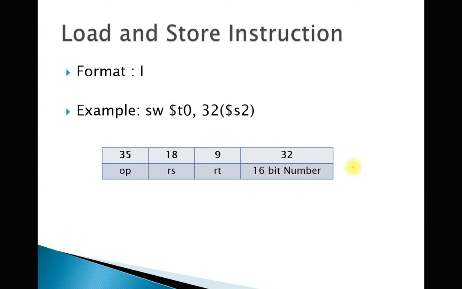Now we can also divide this using the bit range operation. Bits 0 to 15 are specified for the index number. The RT value should be between bits 16 to 20, and bits 21 to 25 are reserved for RS. The opcode is from bits 26 to 31.